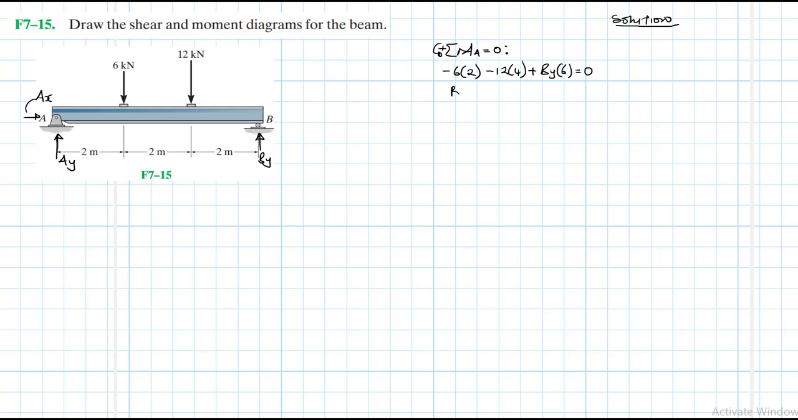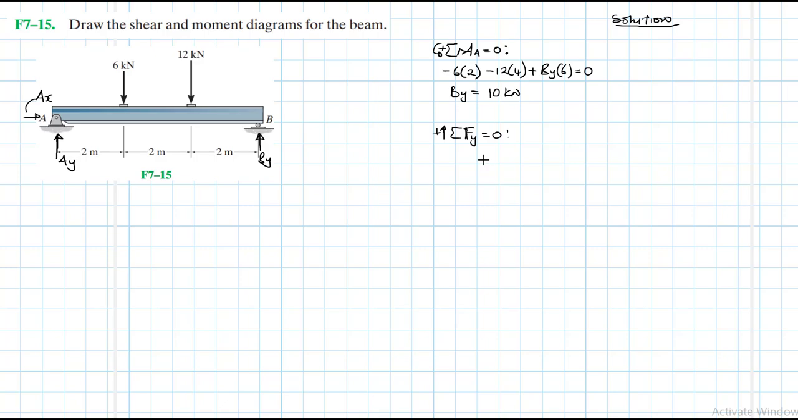Therefore, my By will be equal to plus 6 by 2, then plus 12 by 4, then divided by 6. So we get a plus 10. It's just a 10, right? 10 kilonewtons.